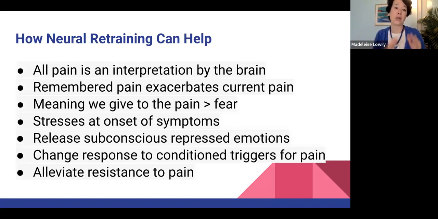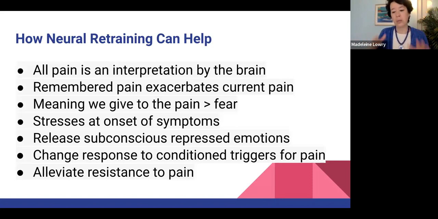In neural retraining sessions, we can also alleviate our resistance to pain. So our response to the feeling of pain, the experience of pain, well, for many of us, right, because pain is uncomfortable, is I don't want that pain. This can't be happening to me. This shouldn't be happening to me, right? There's a lot of resistance. And that resistance can be part of this pain cycle. It reinforces the continuity of pain.